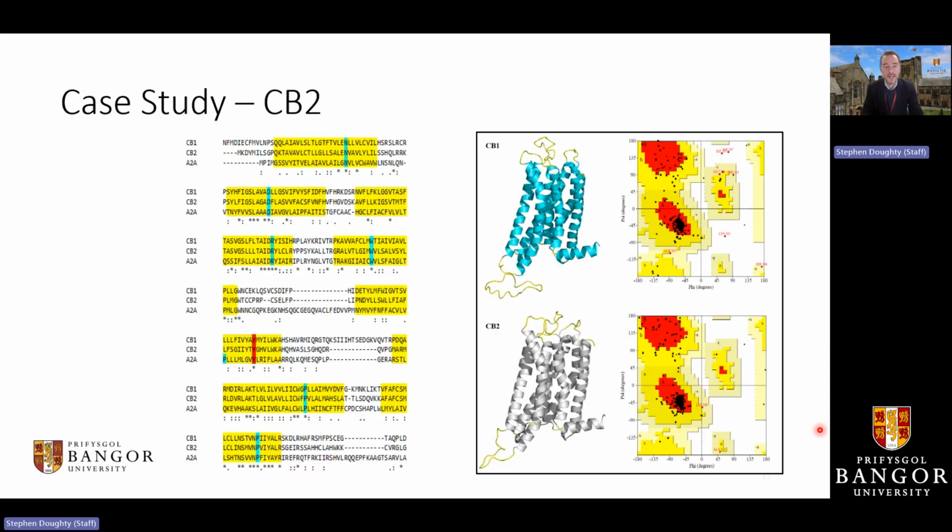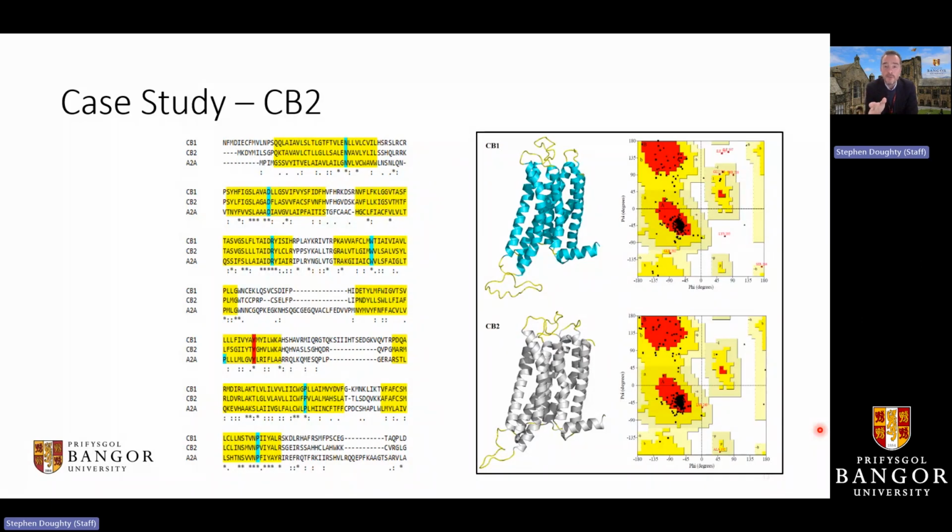So let me talk you through an example of one that we did. This particular class of proteins called the cannabinoid receptors. You've probably heard of cannabis. And cannabinoid receptors bind the natural compound in cannabis, and it has two effects. One is to relieve pain, the other is to give the illegal high.